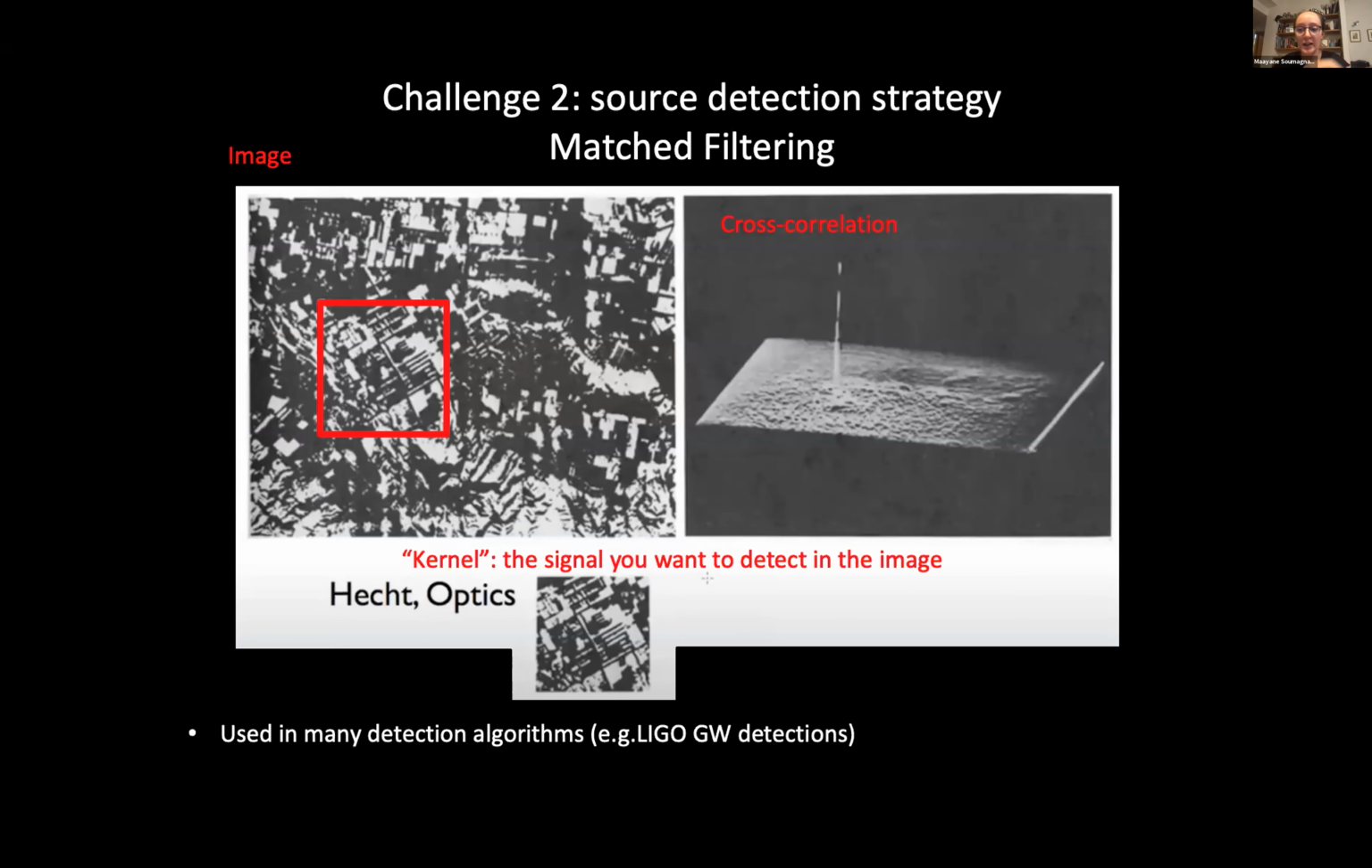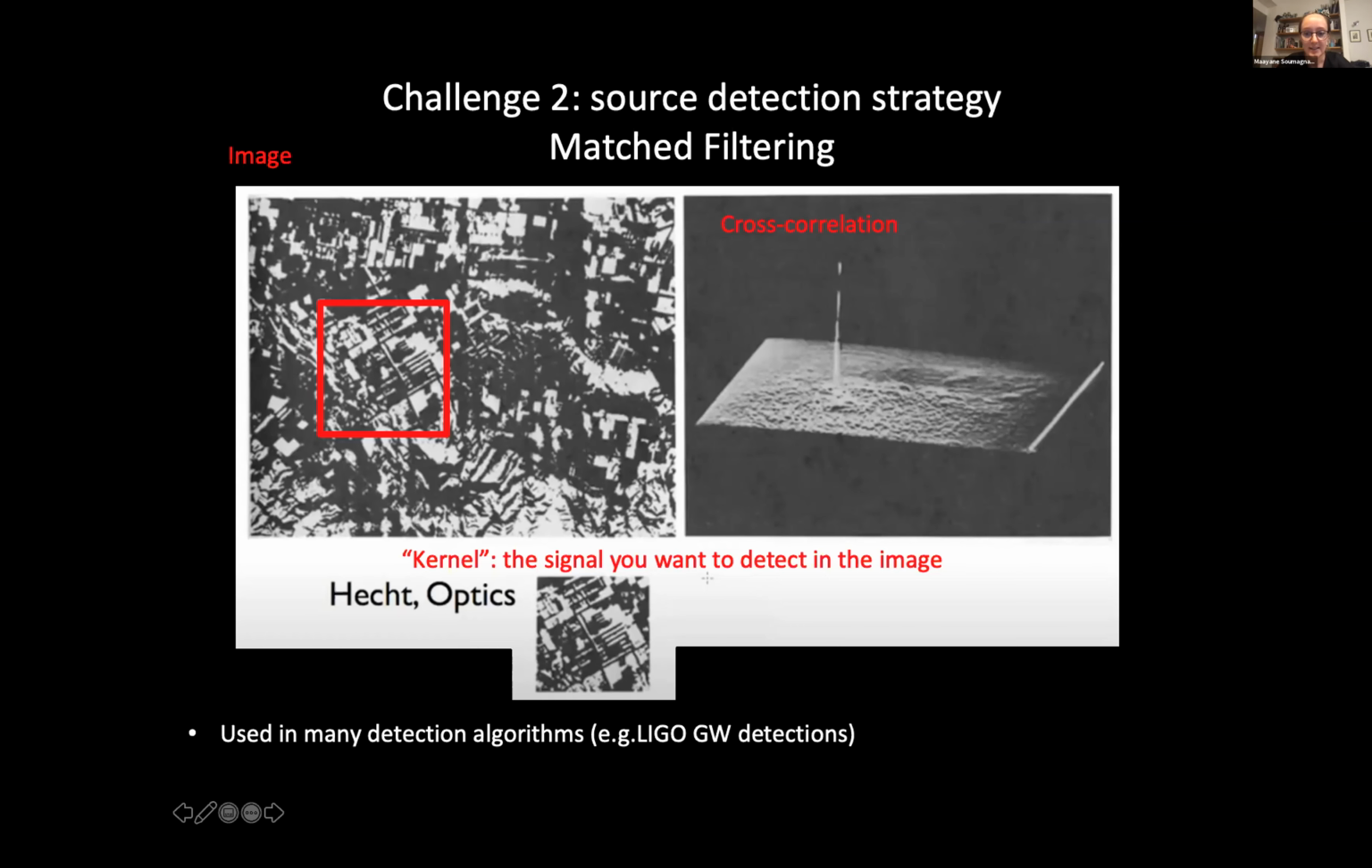And here I show an example where the image is a city map, and the kernel you're looking for is this small square. And so in a place where the image and the kernel are similar, the cross-correlation will peak, indicating an actual detection.